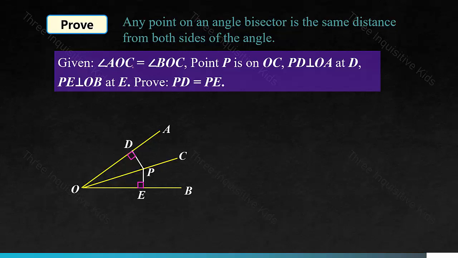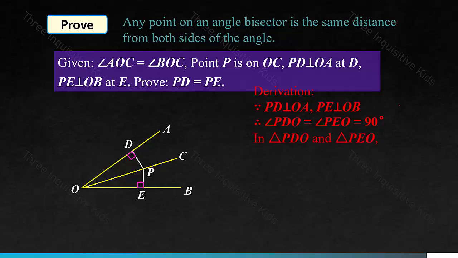Given angle AOC equals angle BOC, point P is on OC, PD is perpendicular to OA at D, PE is perpendicular to OB at E. I want you to prove PD equals PE. I'll give you a hint. This has something to do with congruent triangles. So because PD is perpendicular to OA and PE is perpendicular to OB, therefore angle PDO and angle PEO are both 90 degrees.